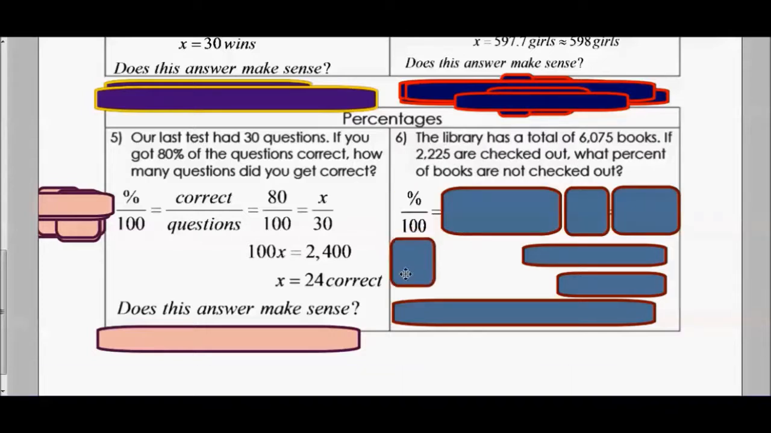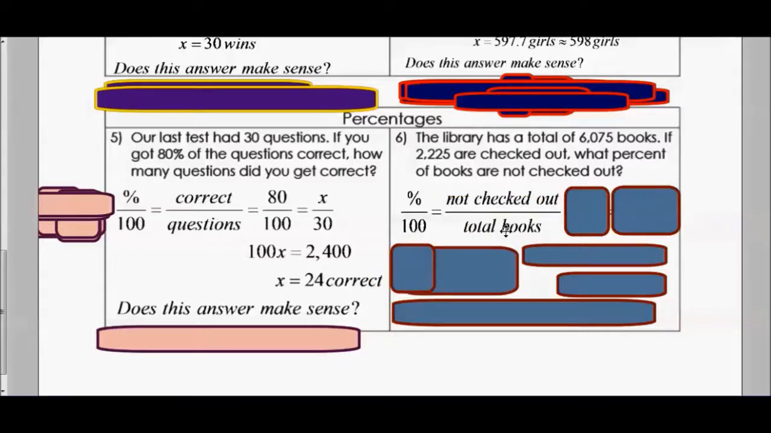So again, percent over 100 is going to help set up the rest of the proportion. What are we really talking about? What percent of the books are not checked out? We're talking about that, not checked out, compared to the total number of books. All right, so here they tell us that many are checked out. We're going to subtract these two numbers to figure out how many are not checked out. Those are the number of books that are left there. This number, 6,075, minus 2,225. That tells us the number of books that are not checked out of our total.